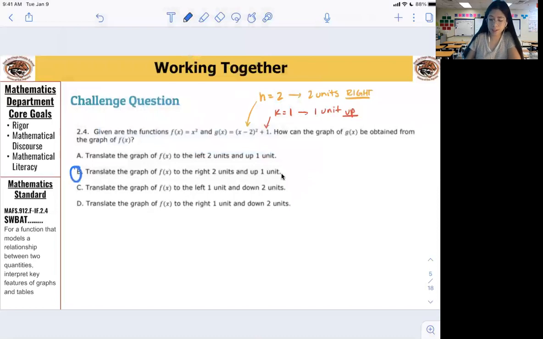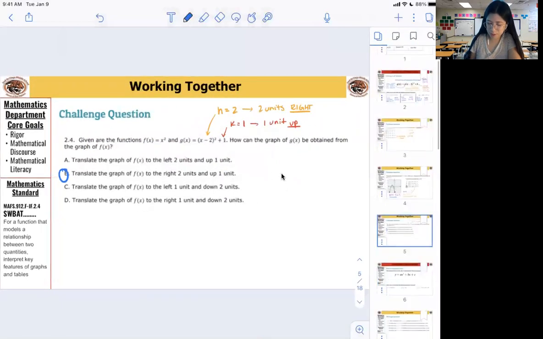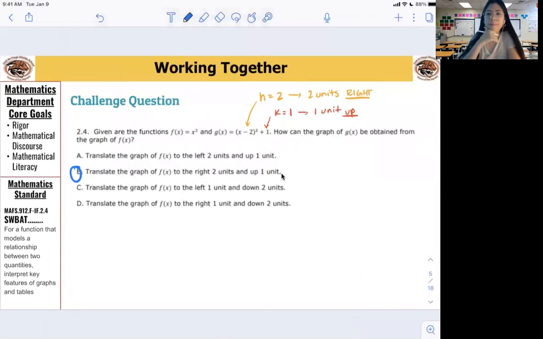Any final questions? I think this is the last one. Any final questions? Yep, on vertex form. Yeah, nobody chose D, so. All right, no, that's it.